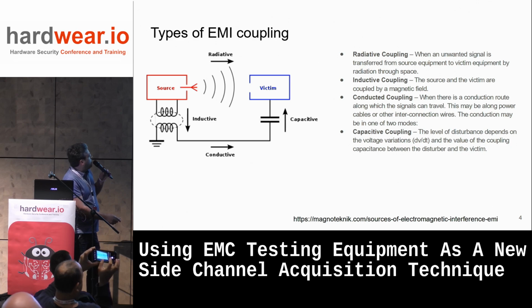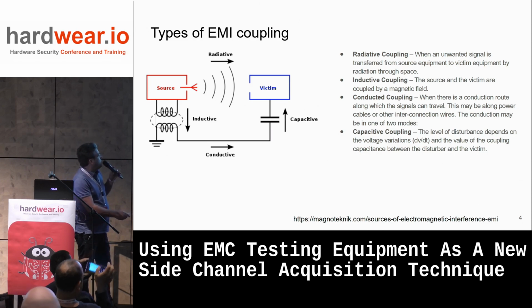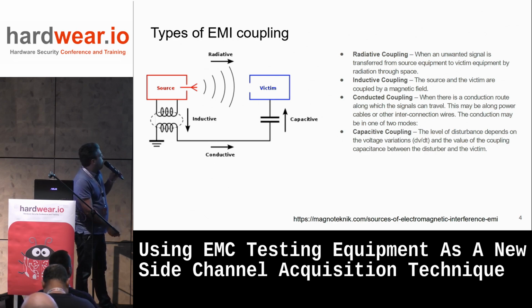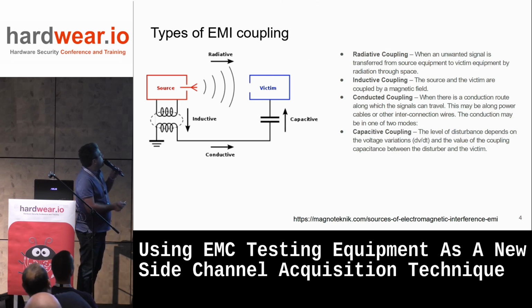It's where there is a conduction route along which the signal can travel. This may be along power cables or other interconnection wires, and the conduction may be in one of two modes. So we'll see that after. And then capacitive.